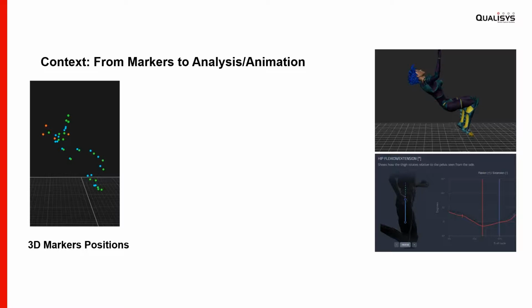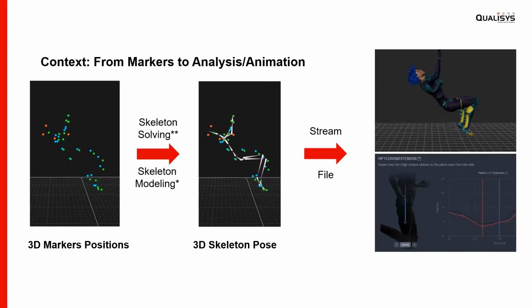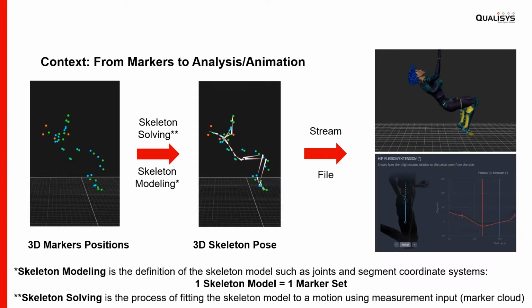To get these results from the 2D positions, we need a good workflow. And to have this workflow, what we need is a skeleton pose. To have a skeleton pose, we need a skeleton solver and a way to model the skeleton. So skeleton solving and skeleton modeling go hand in hand, and the definitions are quite simple and obvious.